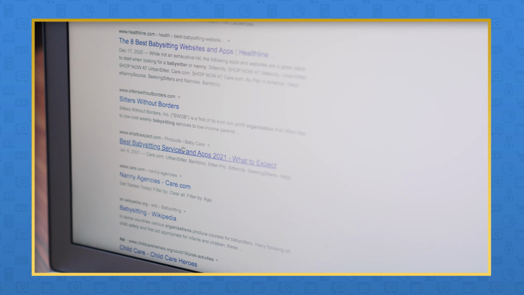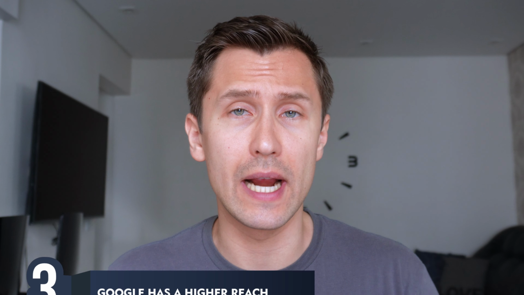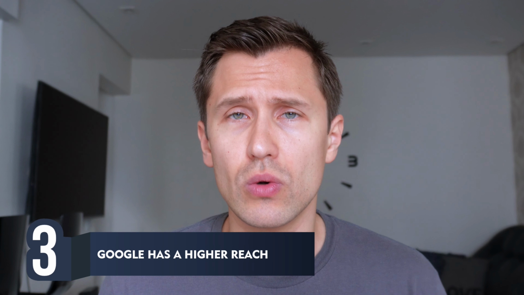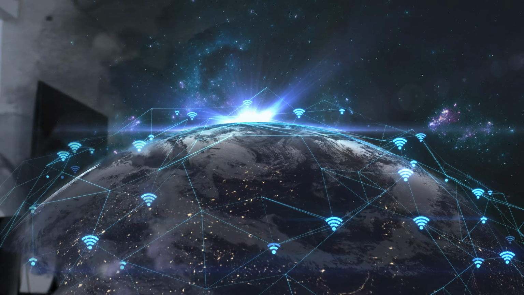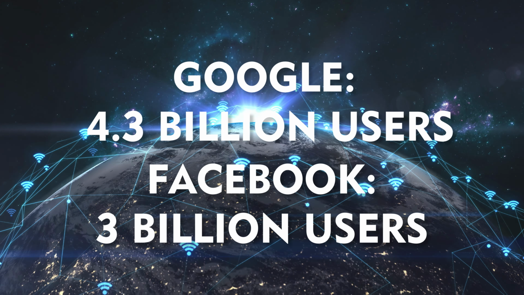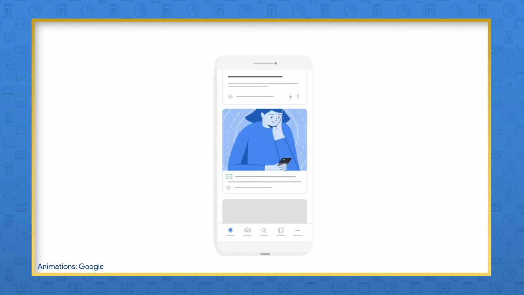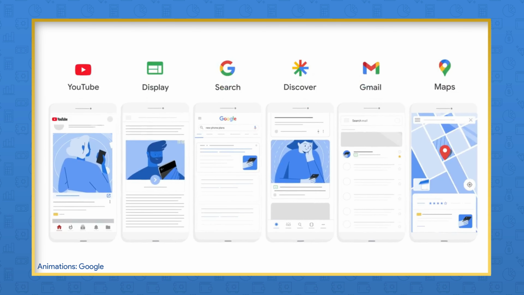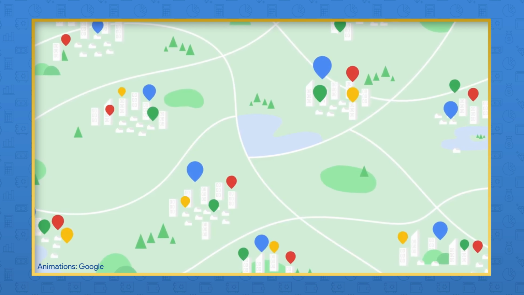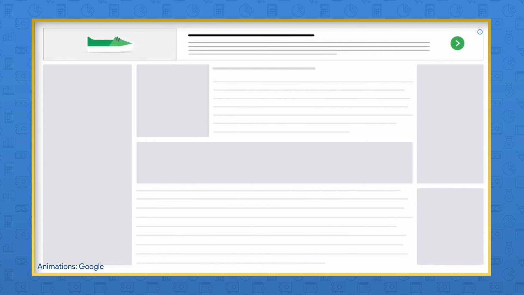Moving on to difference number 3 between the two is that Google has higher reach. So not only does Google have roughly 4.3 billion users as opposed to the 3 billion for Facebook, these are 2023 stats, but Google also covers more. In addition to covering everything on the Google space, so google.com, YouTube, Gmail, they also are partnered with millions of different websites that your ads could be shown on.